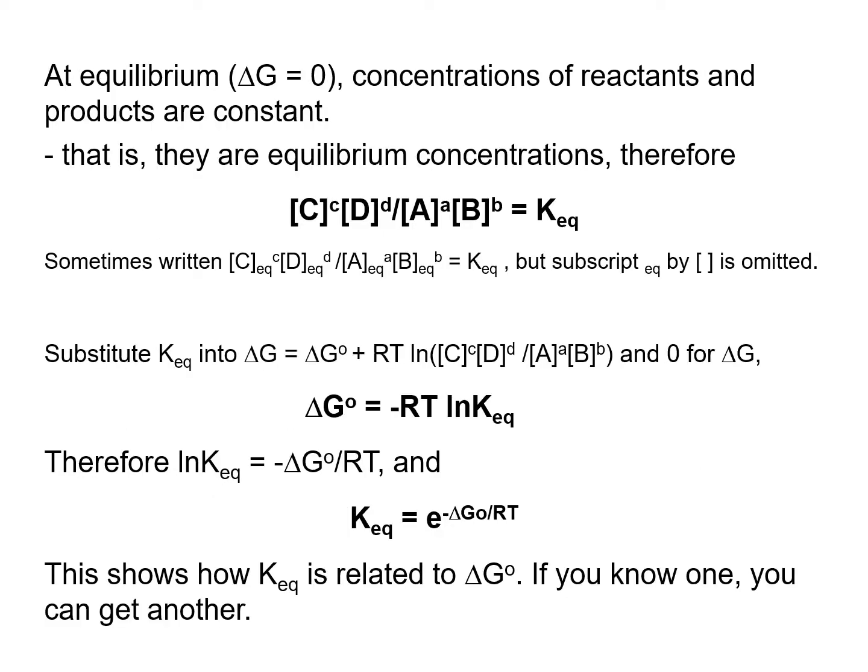Here we introduced the equilibrium constant KEQ, which can be written as this. And the delta G naught is minus RT ln KEQ, which is gotten from the formula that we just talked about, by plugging in 0 for the delta G. And we can move these variables around to get KEQ equals e to the minus delta G naught divided by RT, which shows the relationship between the delta G naught and the KEQ.